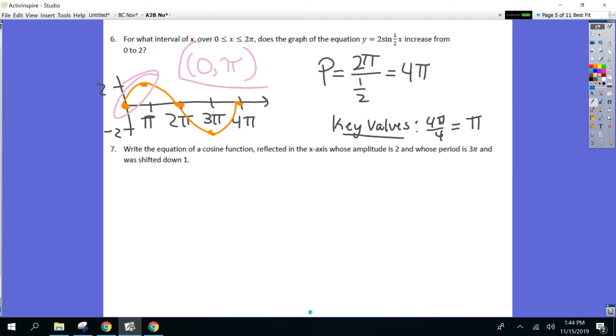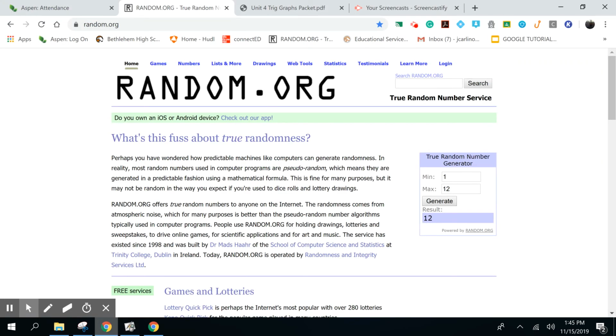All right, I'm going to let you try 7 on your own. I know it says reflected in the x-axis, but this is a pretty good, strong group mathematically, so I think you can handle that. What needs to change if I reflect it in the x-axis? Okay, so go ahead, try to write your own equation here. Y equals something, cosine, something, in parentheses, something at the end. I'll be interested to see how you take care of that reflected part, because I know you can handle it.